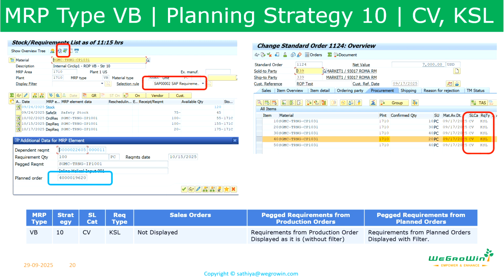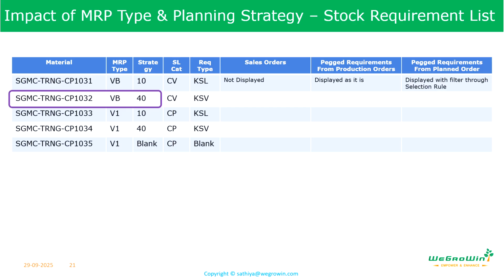Whatever we saw in the live demonstration is shown here, summarized as a screenshot and table. You can pause here and see the details for more clarity. Next, we will see the details of CP1032 with MRP type VB and strategy 40.